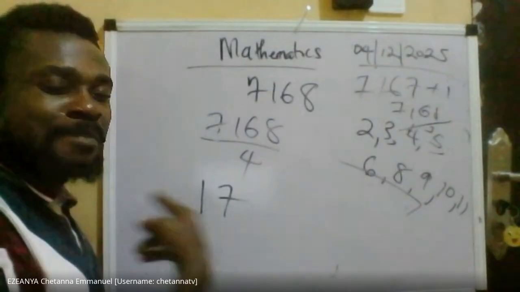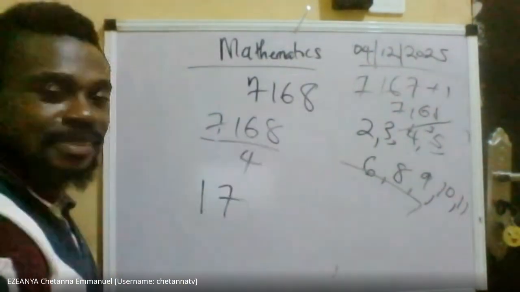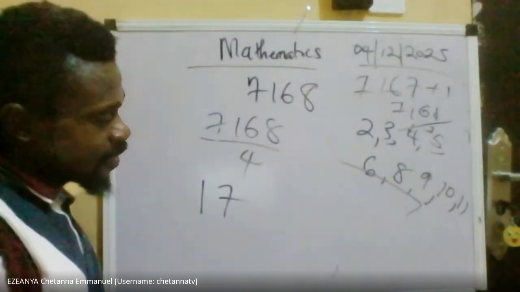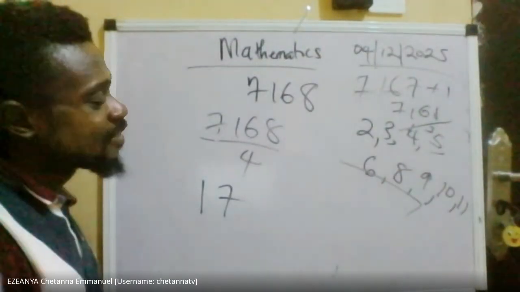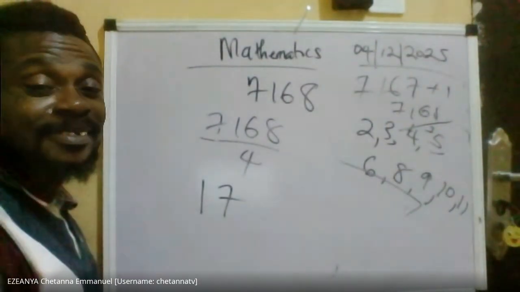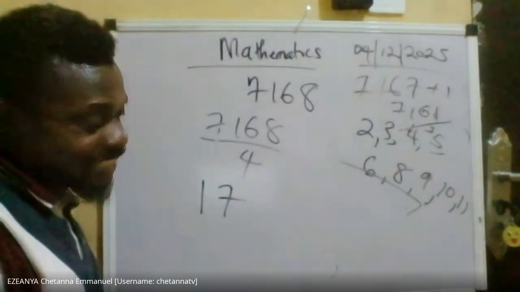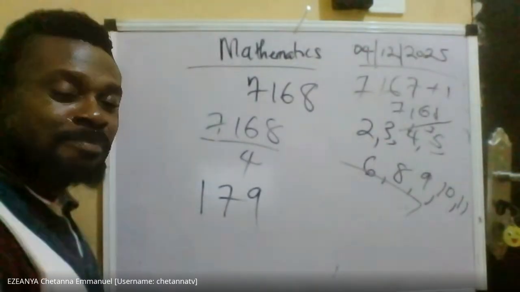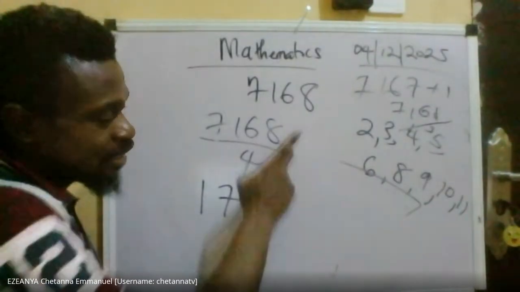You multiply the remainder by the base you are working on. 3 times 10 is 30. You add it to this 6. 30 plus 6 is 36. 36 divided by 4 is 9 straight. It's 9, because 4 times 9 is 36. So it's 9, remainder 0. You multiply the 0 by the base you are working on. 0 times 10 is 0. You add 0 to this 8. It's still 8.